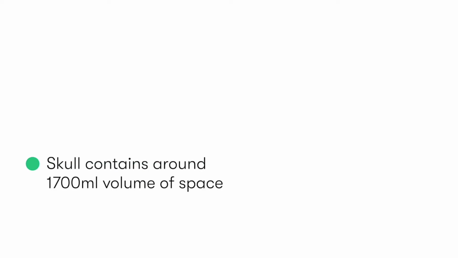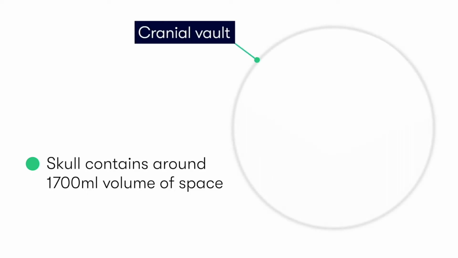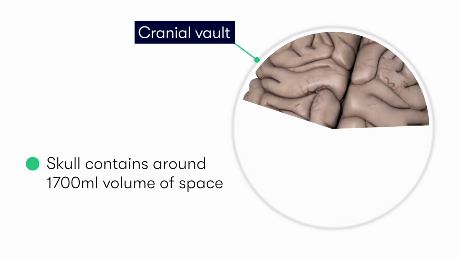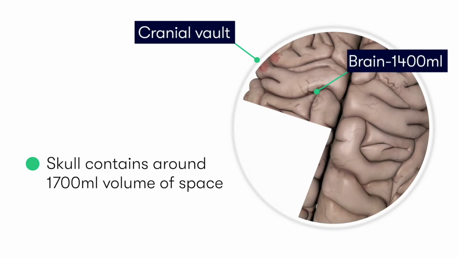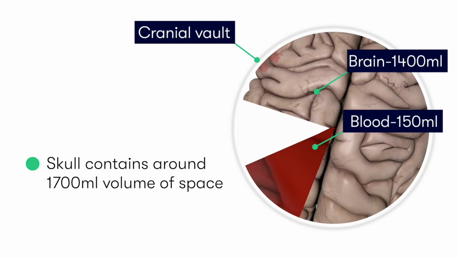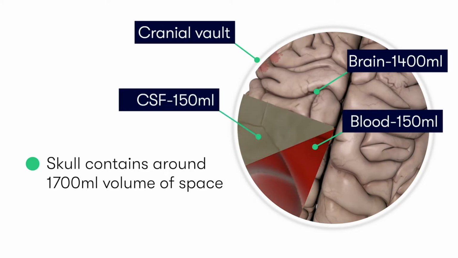To explain things a bit easier, let's simplify it a bit. So the skull itself is a rigid structure which contains a limited and fixed volume of space, around 1700 millilitres. Now, the contents of the cranial vault consist of 3 components. The brain, which is around 1400 millilitres. The blood, around 150 millilitres. And the cerebrospinal fluid, or the CSF, again around 150 millilitres.